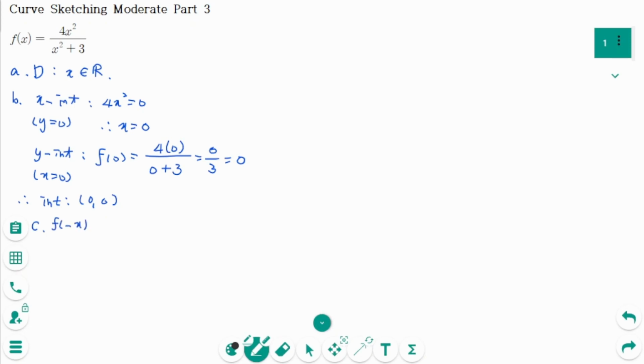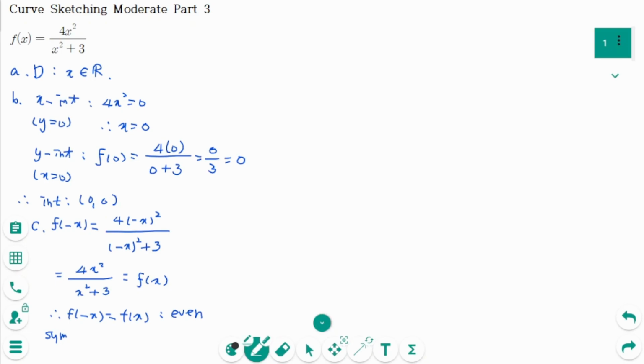f of minus x equals 4 times (minus x) squared over (minus x) squared plus 3. Then 4 times x squared over x squared plus 3, which is f of x. Then f of minus x equals f of x. That means f is an even function. So the graph has a symmetry about the y-axis.